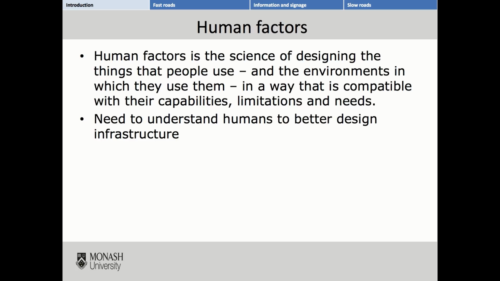Human factors, or ergonomics, is all about understanding the way people use the environment and things around them. We need to understand this in order to better design transport systems. While people are choosing which mode to use, we need to understand their needs and preferences, their value judgments, and how they make decisions. And then once they're on a particular transport mode, particularly driving, we need to understand their limitations, how they interact with the transport system, and what their overall capabilities are.